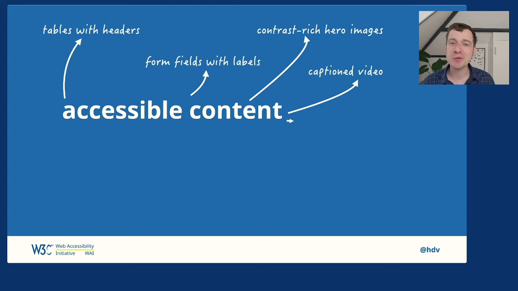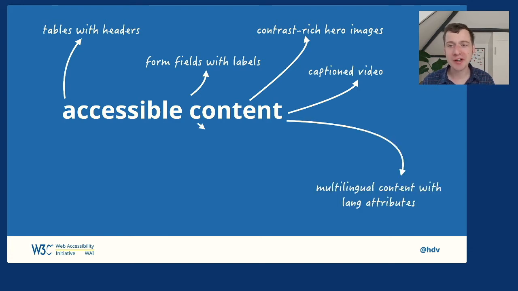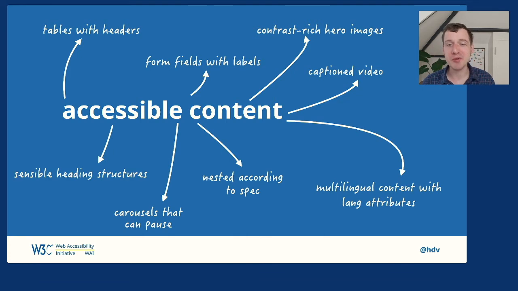that you have hero images with plenty of contrast, that videos are captioned, that you can have multilingual content with the right language attributes, that everything is nested according to specification, that carousels can pause, and that you have sensible heading structure. All of these things contribute to more accessible content. So for your end users, for the people using the website or the web content that you're creating, all of these things need to be in order.